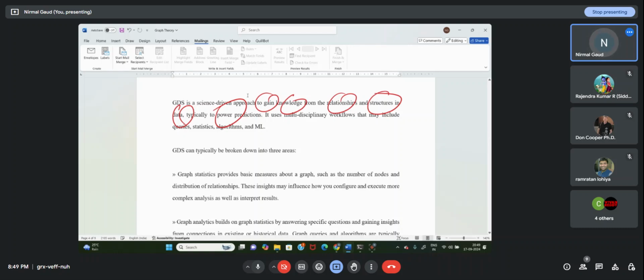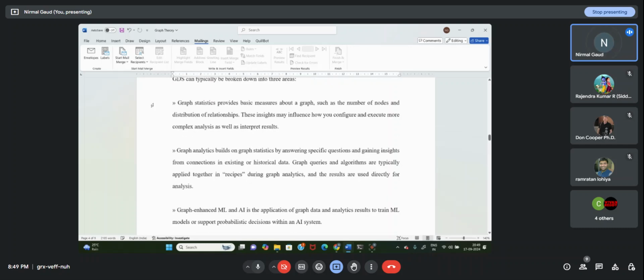Okay, graph basic measures. If I talk about statistics, a graph has the number of nodes and the relationships or the edges. That's it. That's what it is having. That's the stats which a graph represents. That's the information the graph gives. And we do have many algorithms related to the graph.